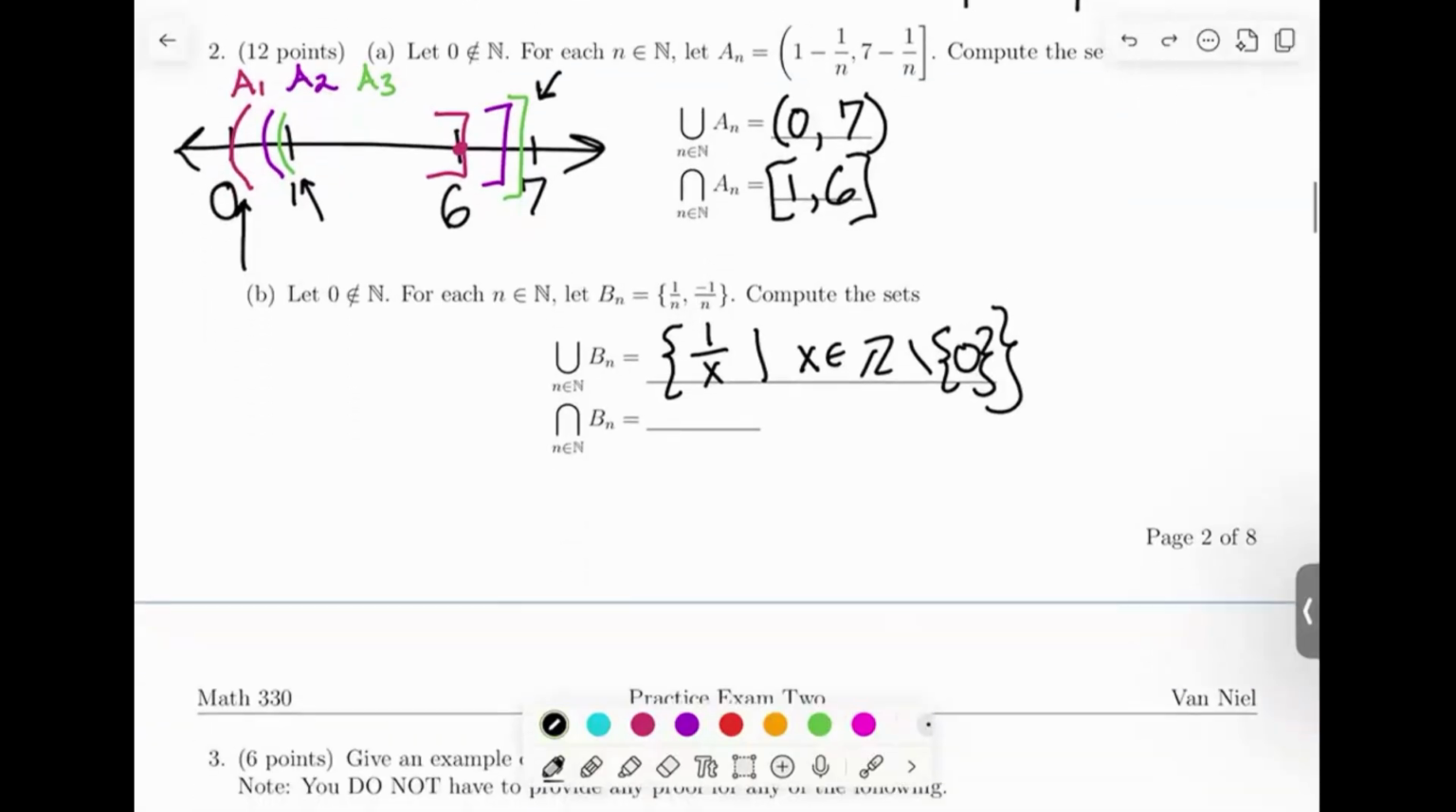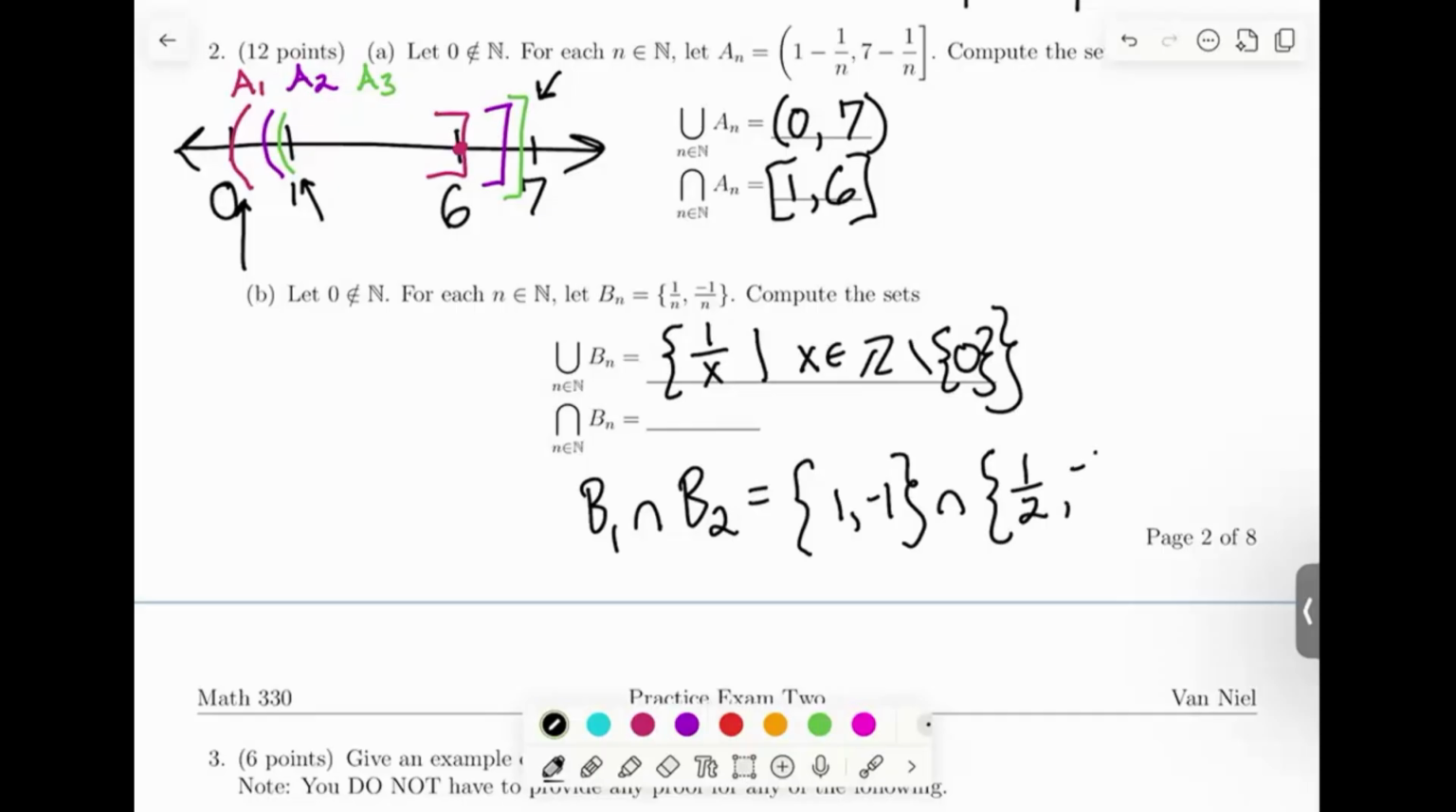You can actually consider just B1 intersect B2, which is 1 and -1 intersected with 1/2 and -1/2, and that's the empty set already. So any other set intersected with the empty set is always going to be the empty set. So that's what we get there.